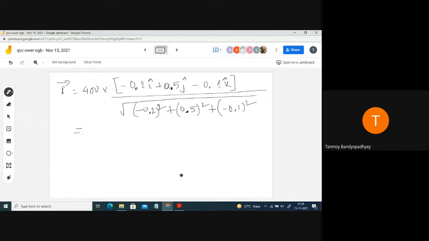So it should come out to be something like, I'm just writing the answer. Minus 146.1 i cap plus 365 j cap minus 73 k cap kilonewton. So this is the force vector, what it should come out to be. So the next part of the problem is that we have to find out the projection on the x-axis.